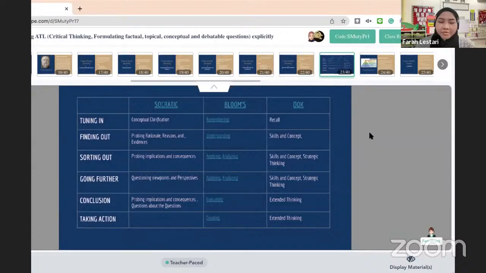Thank you, Ibu Maryani. The second tool that we choose is Bloom's taxonomy. This taxonomy has been around for, it feels like, forever. So we map all the 6 stages of Bloom's taxonomy to fit the Kath Murdoch inquiry cycle. Remembering, we matched with the tuning in stage. Understanding is in finding out, applying and analyzing together are in sorting out and going further.